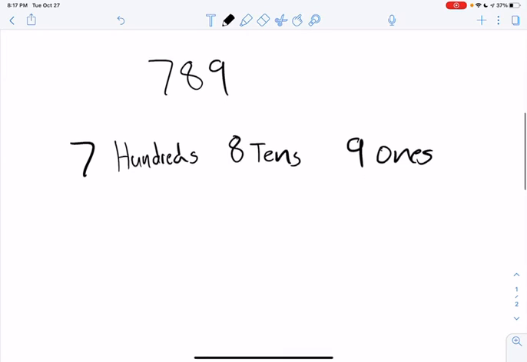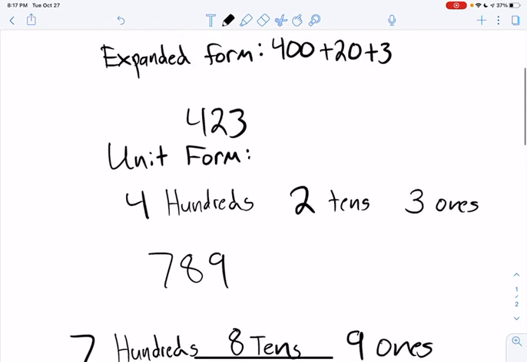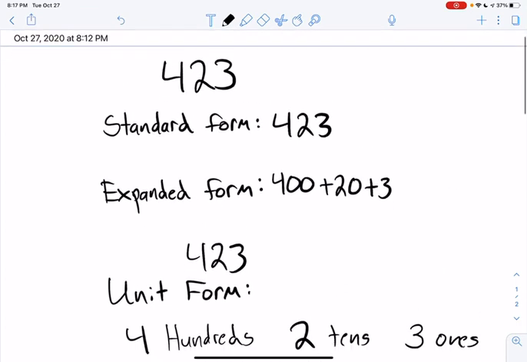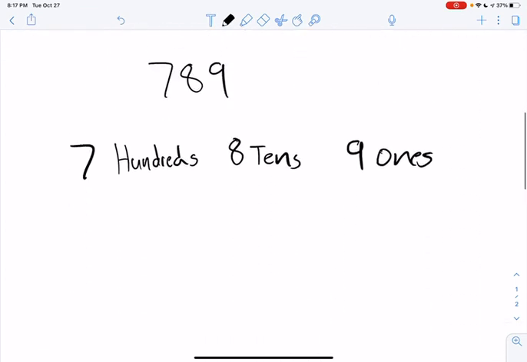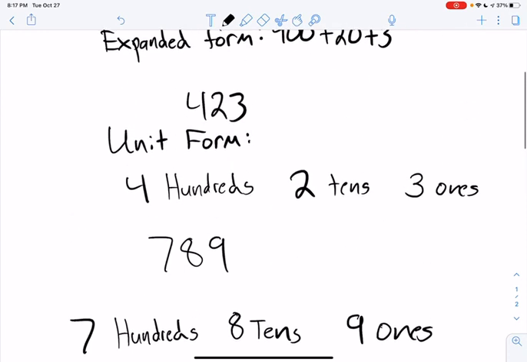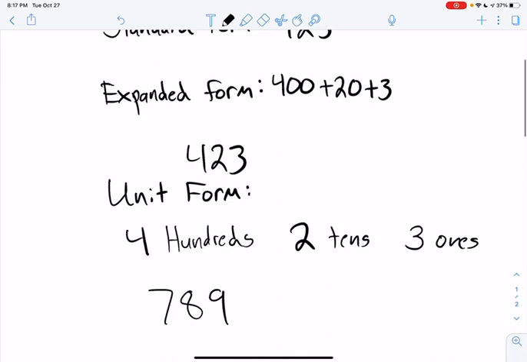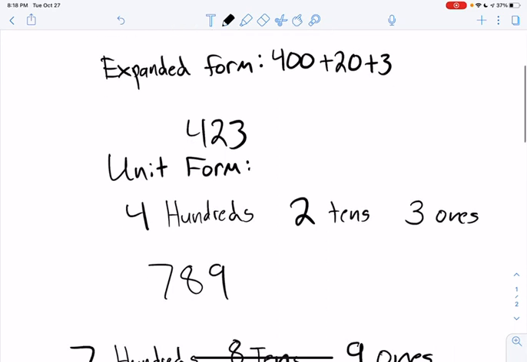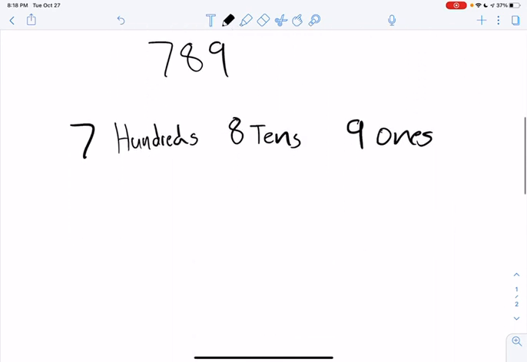And with standard form, unit form, and expanded form, this is pretty much it. If you need any extra support, I did make another standard form and expanded form lesson. You can go back to that, or you can watch this one a couple times.